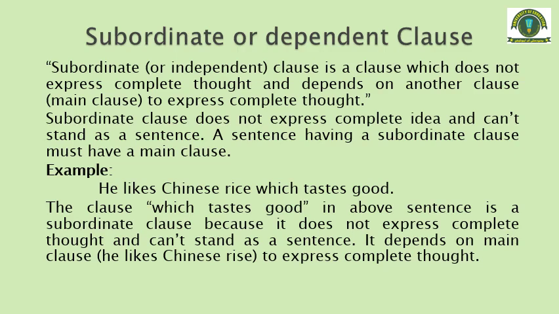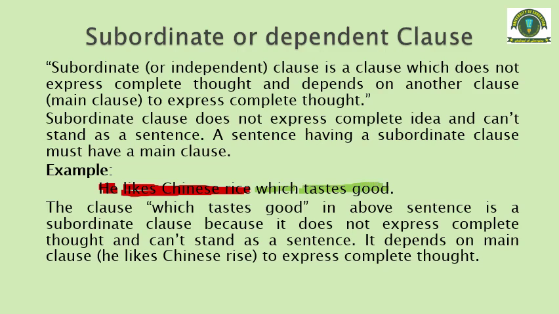Let's look at this example. He likes Chinese rice. Yum. I love it too. He likes Chinese rice which tastes good. He is a subject. Likes Chinese rice is a predicate. The clause is complete over here. The sentence is giving a complete meaning over here. But which? It means the rice. It's another subject. Tastes good, a predicate.